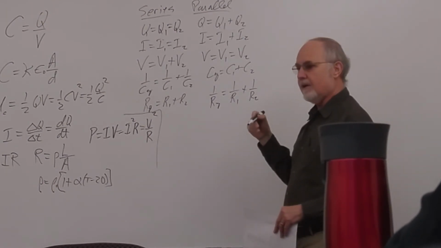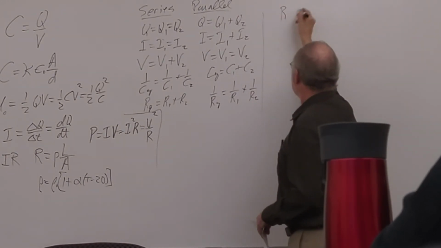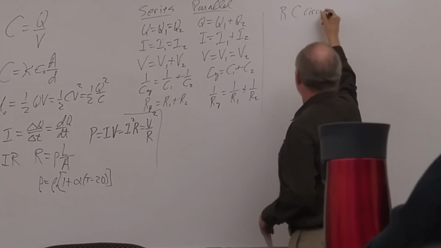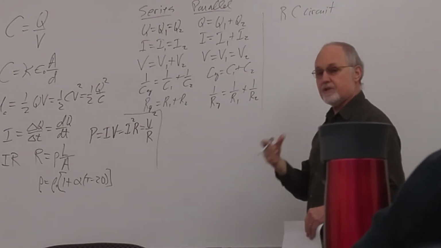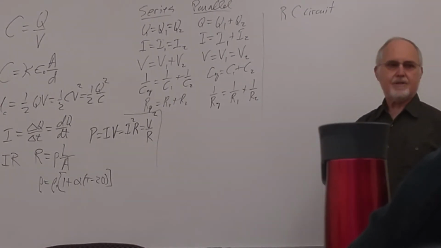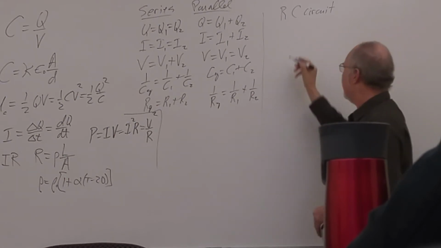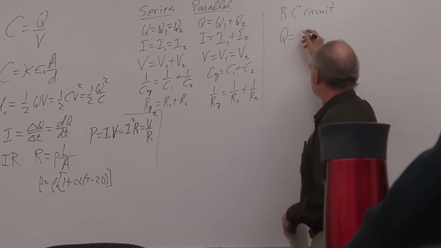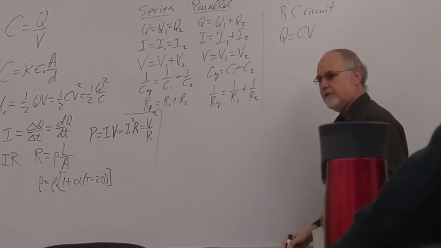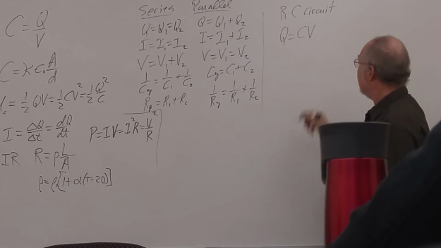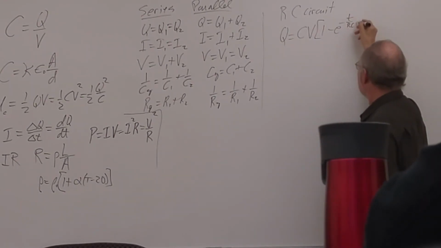If you've got a resistor and a capacitor, the RC circuits, so when you're charging a capacitor, there's no charge on it to start with, you connect it to the battery, so it's a battery, a resistor, and a capacitor. Then the charge on the capacitor is the capacitance times the voltage. The voltage is the battery voltage, times 1 minus e to the negative t over RC. That's the equation.